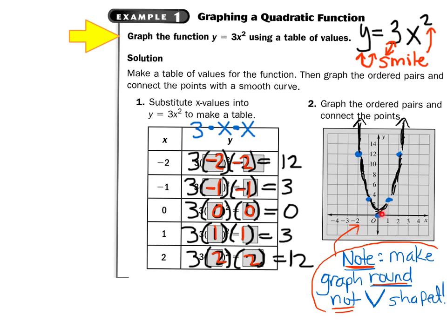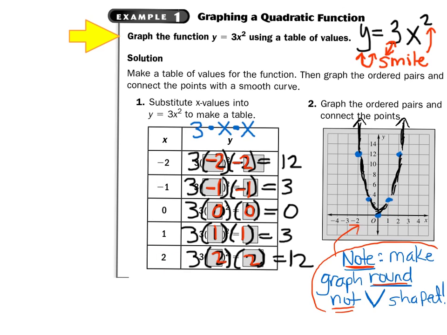So let's graph the point 0, 0. That's right at the origin. And then let's put in a +1. So we have 3 times 1 times 1. Well, that just makes 3. So start at the origin, go to the right 1, and go up 3 and put a dot.